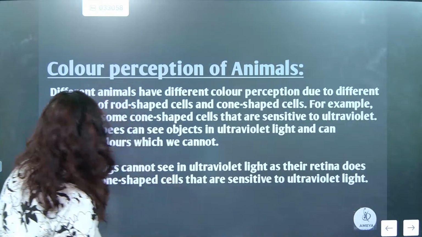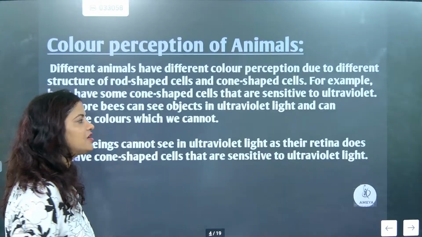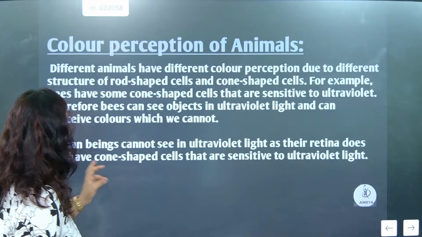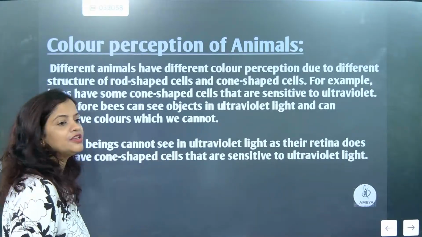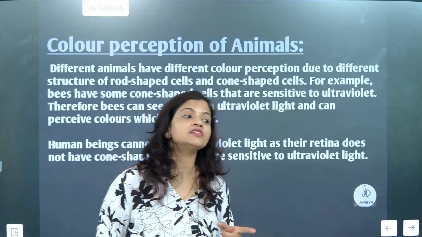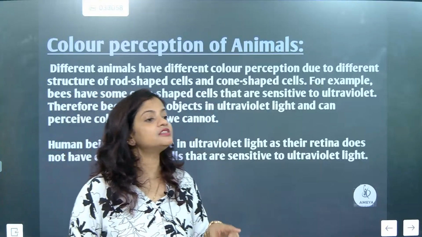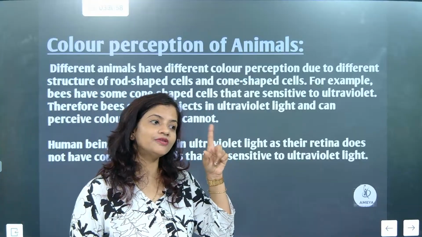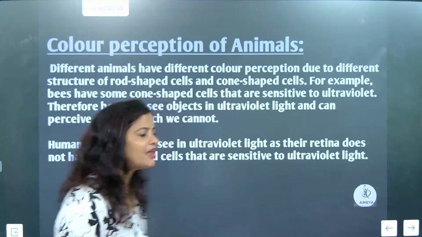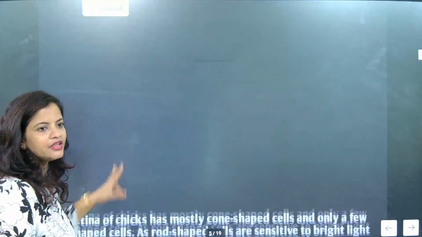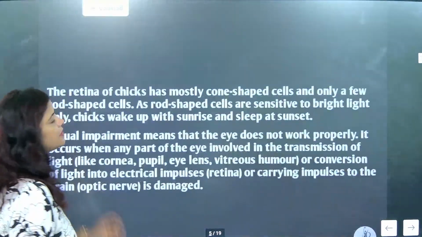Understood? Now, human beings cannot see in ultraviolet light as their retina does not have cone-shaped cells that are sensitive to ultraviolet. But bees can see because they are sensitive to what? Ultraviolet. Did you understand a very important thing? You can ask this question. Many people are not knowing.